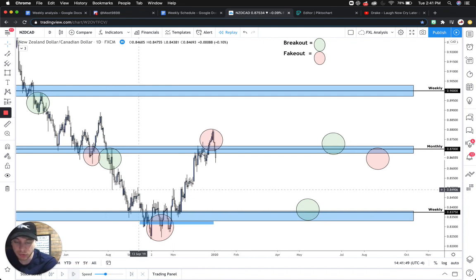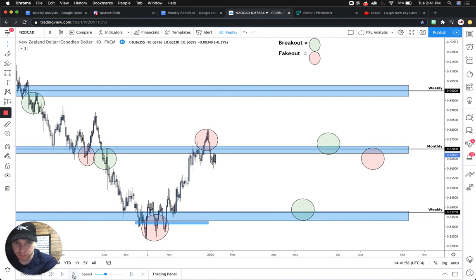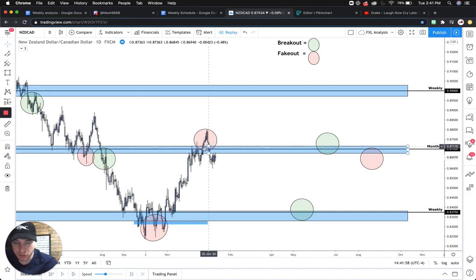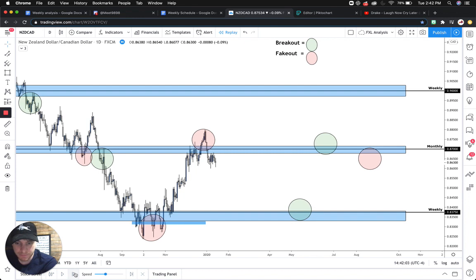Okay, play it forward. Pulls right back through. Didn't give us a higher low. Comes right back through the monthly. And that is a fake out. Right? You would have got caught on this trade if you bought. Would have lost some money, and would have been a losing trade.